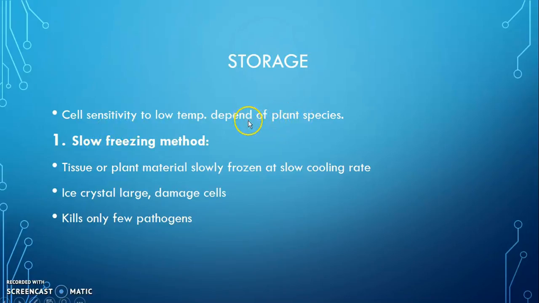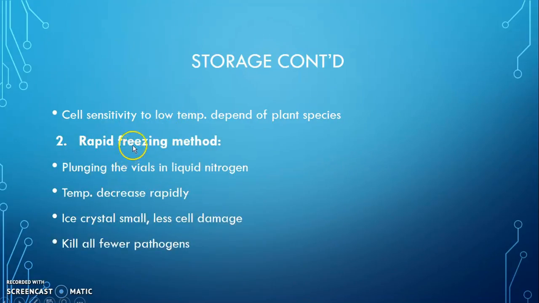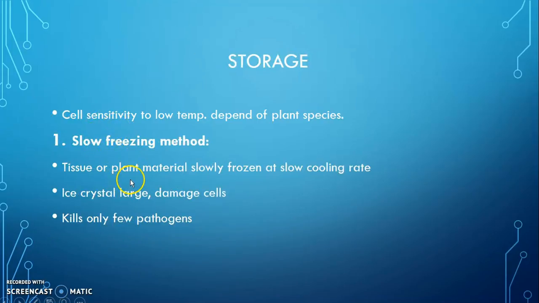In storing samples, it depends on the plant species and its sensitivity, because different plants have different sensitivity to low temperatures. It can either be the slow freezing method or the rapid freezing method. In the slow freezing method, the sample is frozen at a steady rate, gradually from a higher temperature to a lower temperature. And because the freezing is steady, the ice crystals that are formed are very large, and they can damage the cells of the sample.